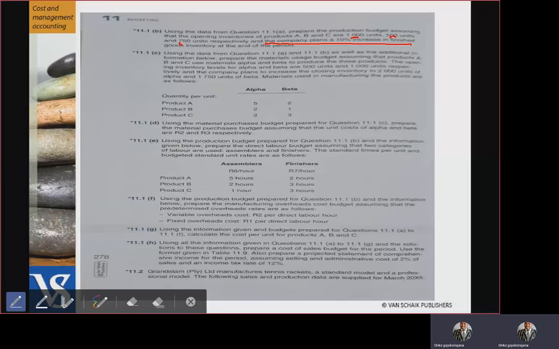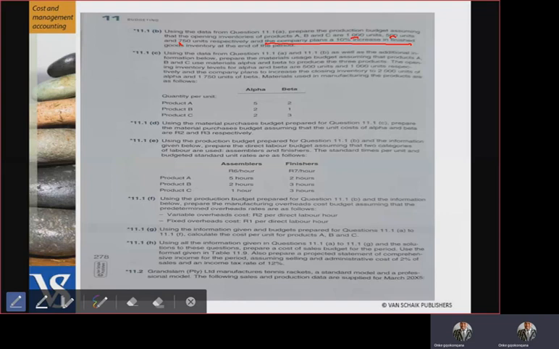Let's quickly move on to 11.1C. And C, what's the question? The question reads, using the data from question 11.1A and B, as well as the additional information below, prepare the material usage budget, assuming that products A, B, and C use material alpha and beta to produce the three products. That's where the problem starts.